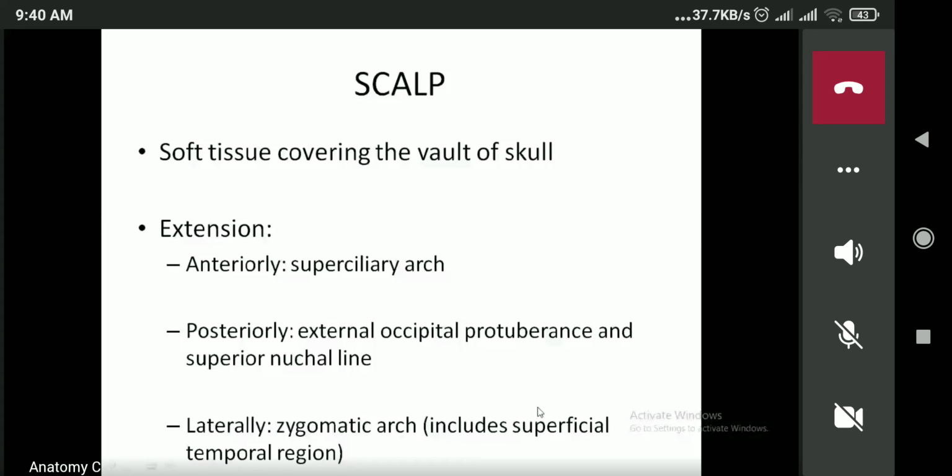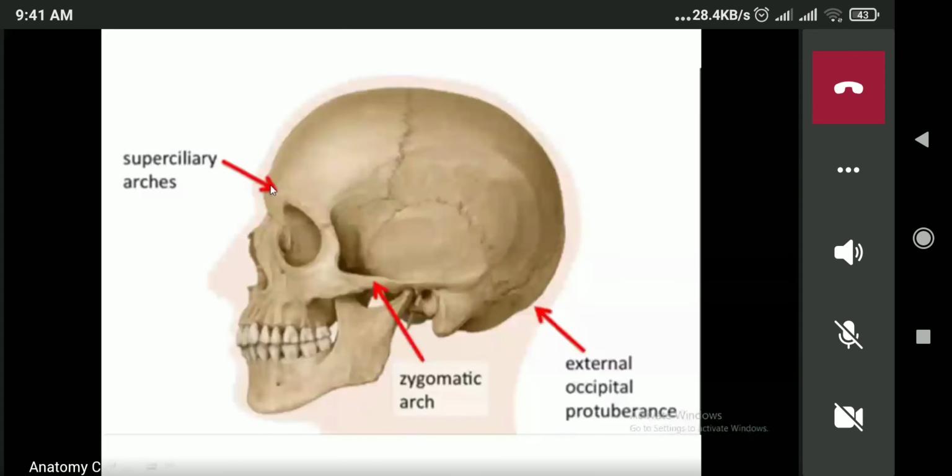So the superficial part of the temporal region is also included within the scalp, which will be more clear from this diagram. Right from the superciliary arch anteriorly, scalp extends back up to the external occipital protuberance, and from there laterally to the superior nuchal line. This is the anterior-posterior extent of the scalp, while the lateral extent extends up to the zygomatic arch. This is about the extent of the scalp, which is the soft tissue that covers the cranial cavity.